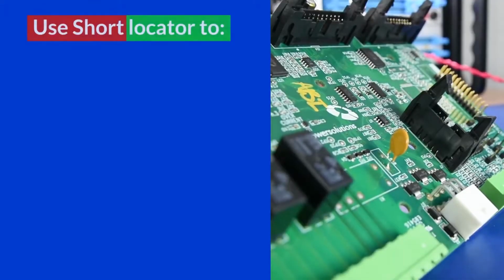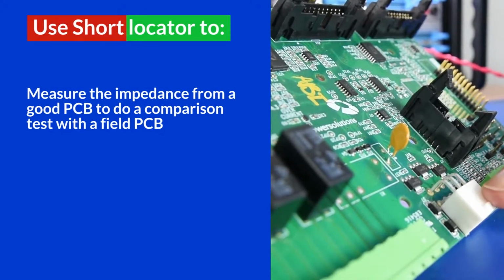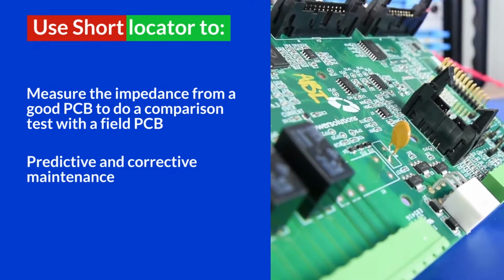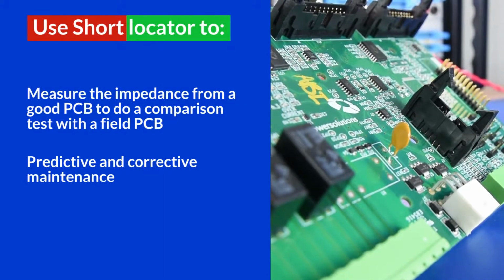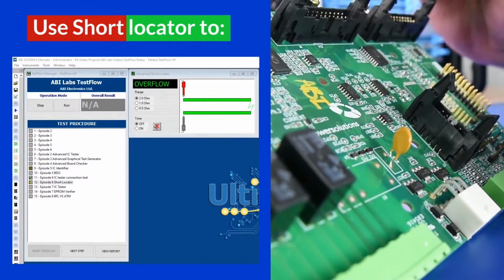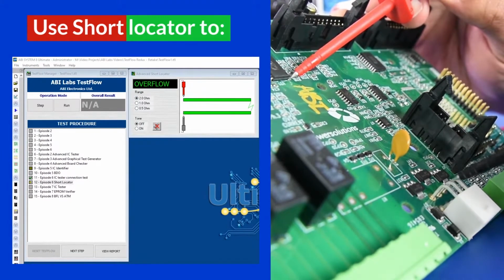And what we can do is use the short locator. Let's say we have a good working board, we can measure the impedance on this good working board, and then use that to compare the measurements from a board that's been in the field for a long time. We can use that as a comparison test. And then, as you mentioned, we could use this as a way of doing predictive and corrective maintenance.